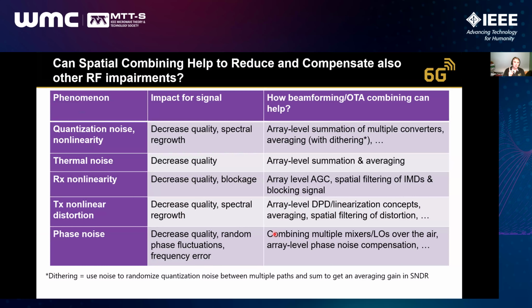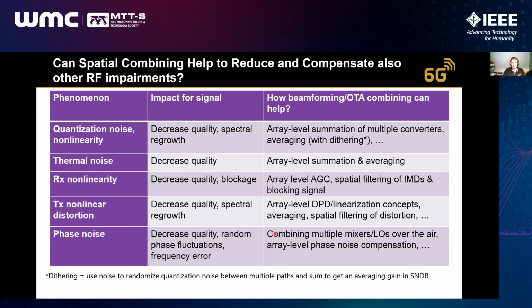Of course, quantization noise we can benefit from if we have multiple parallel converters. We can benefit from this array effect if we do some tricks. Thermal noise, well, that's used all the time in the receiver. Receiver nonlinearity, even in principle, we can do that as well. It's not that simple, but there are some methods.